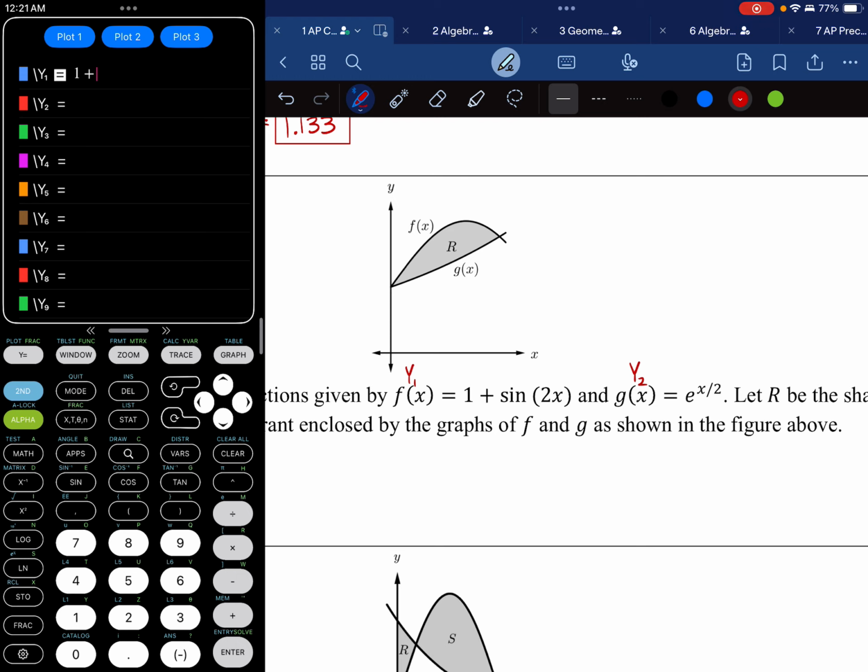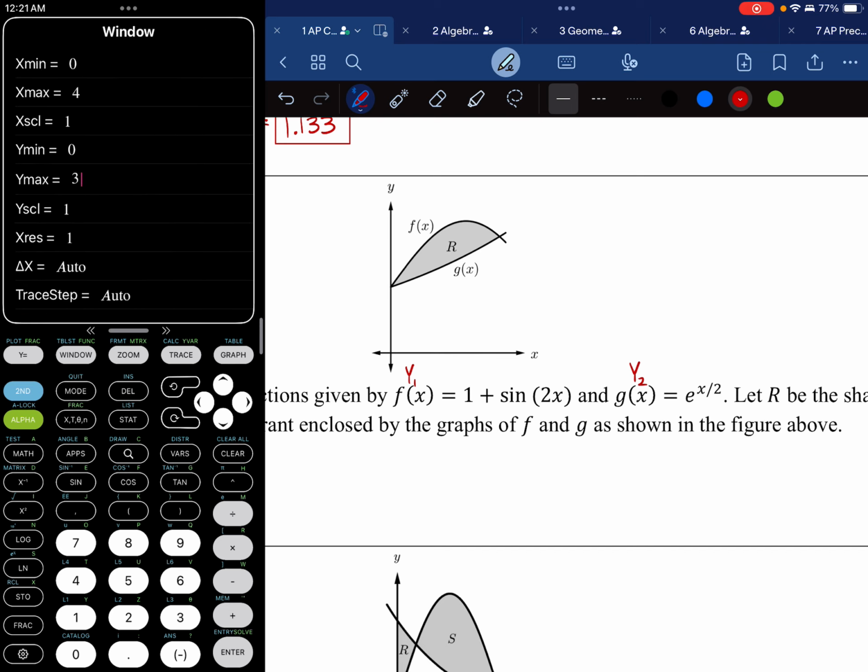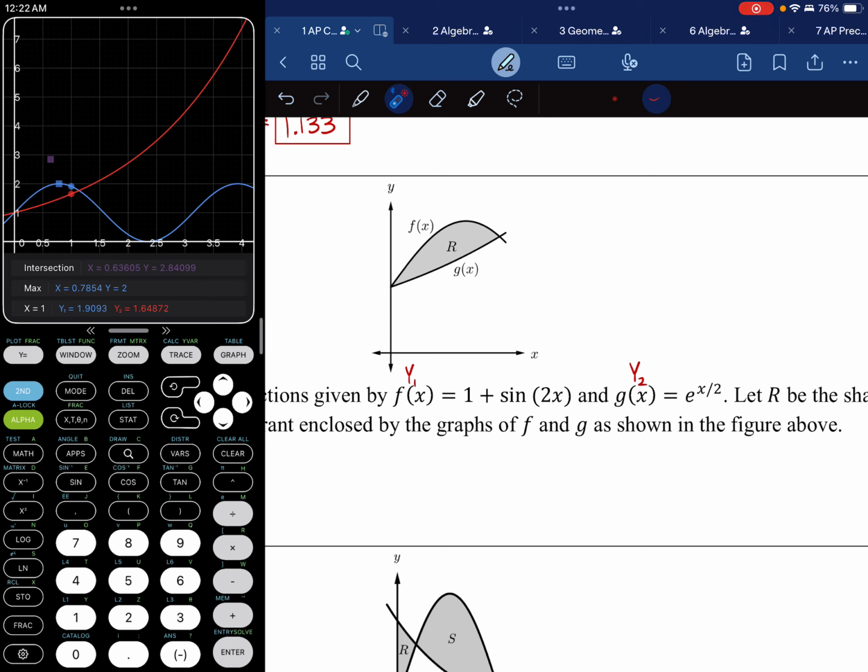1 plus sine of 2x. And then g of x is going to be e to the power of x over 2. Cool. We got our graph. What do we want to guess for the window? For the window, let's do an x min of 0. Makes most sense because I'm just looking at the graph. It doesn't look like it goes this direction. My x max, 4 seems fine. And then I'm going to hit zoom 0 on this one. I'm not going to worry about my y min or max. I'm going to hit zoom 0.